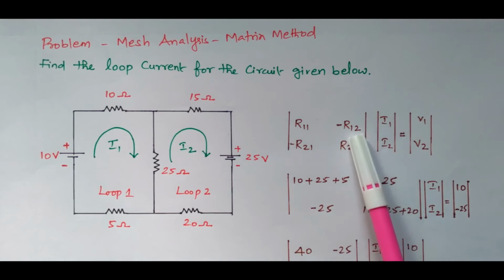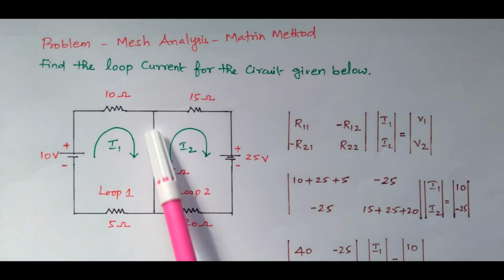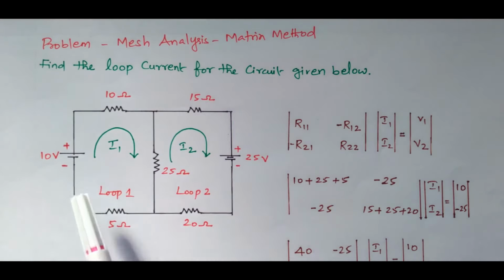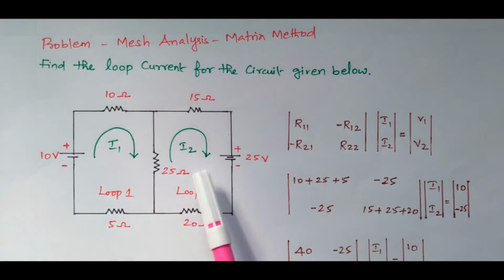What is R12? R12 is the resistor available between loop 1 and loop 2. Which resistor is connected between loop 1 and 2? This 25 ohm. This 25 ohm is available in loop 1 as well as loop 2, commonly available between them. So R12 is the resistor commonly connected between loop 1 and loop 2. That is minus 25.